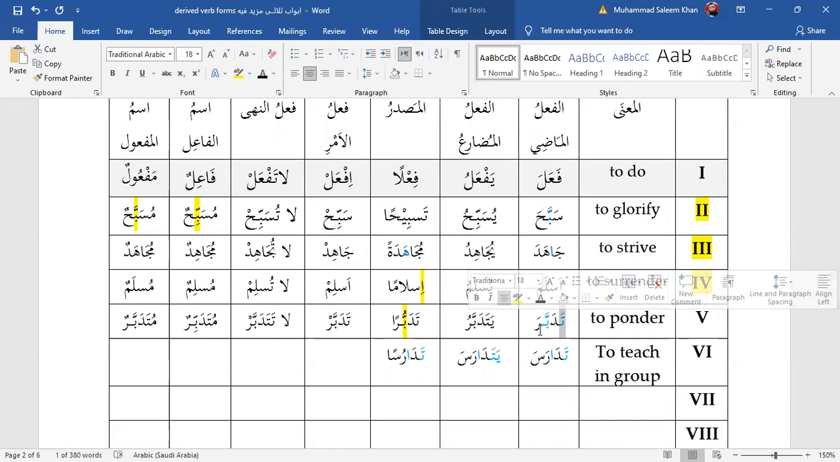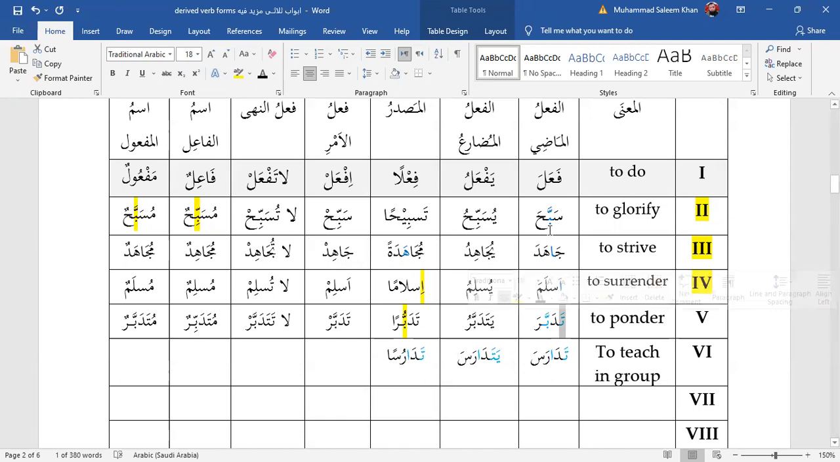Then we have tawakkul. Tawakkala yatawakkalu tawakkulan. To have tawakkul, we have to put some effort. Tawakkul is not something that happens overnight. We have to put an effort to have tawakkul on the things that happen around us. It's easy to say, but it's difficult to practice. Similarly, we have tafakkur, tafakkara yatafakkaru, so to think and to reflect about something.